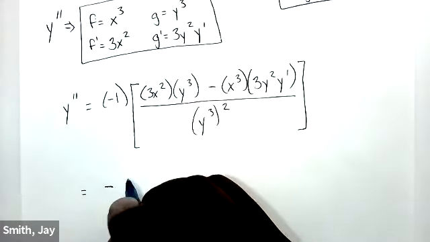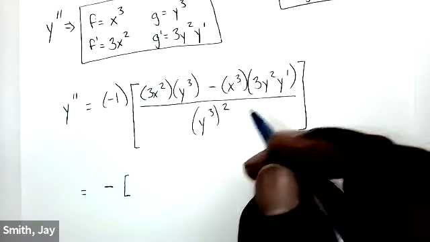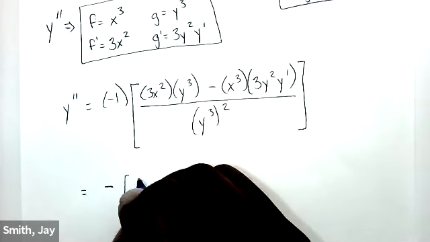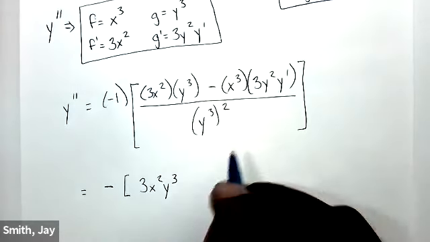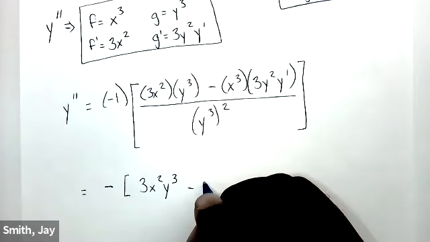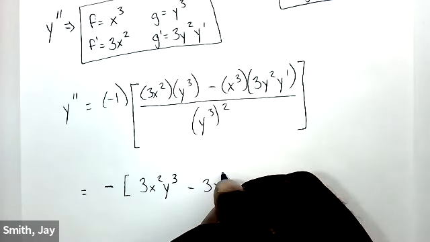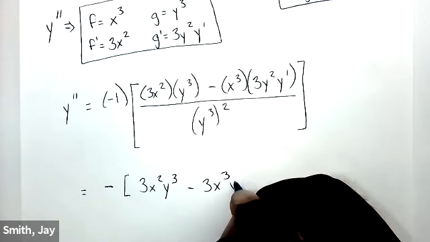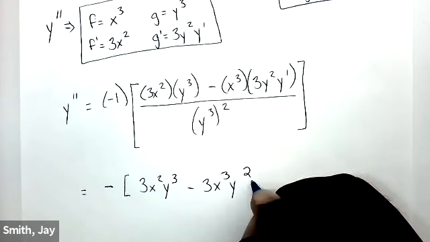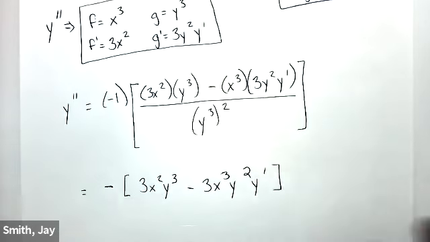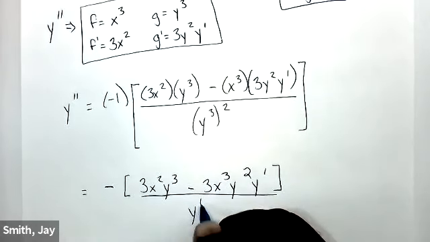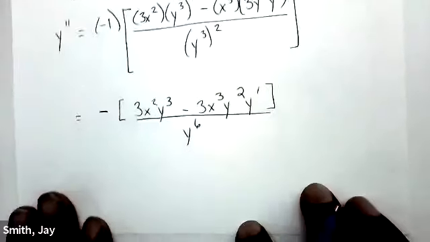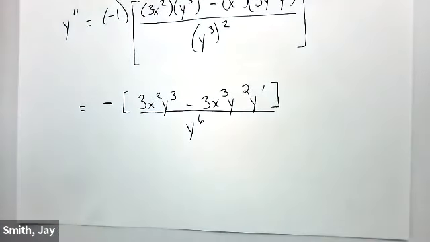Keeping that negative 1 out front, that's going to give me 3x squared y cubed minus 3x cubed y squared y prime, and all this is going to be over y to the 6th power, which is y cubed raised to the 2nd power. We just multiply those exponents.